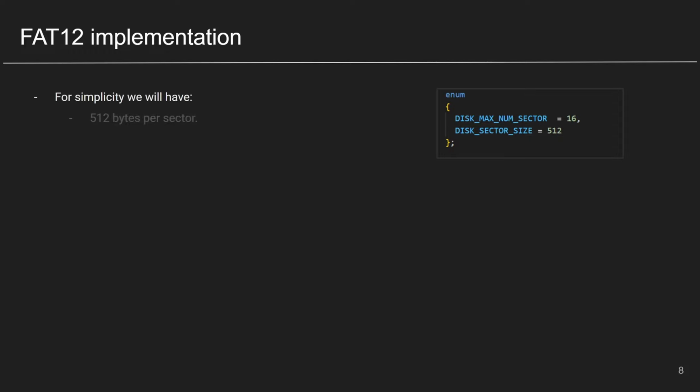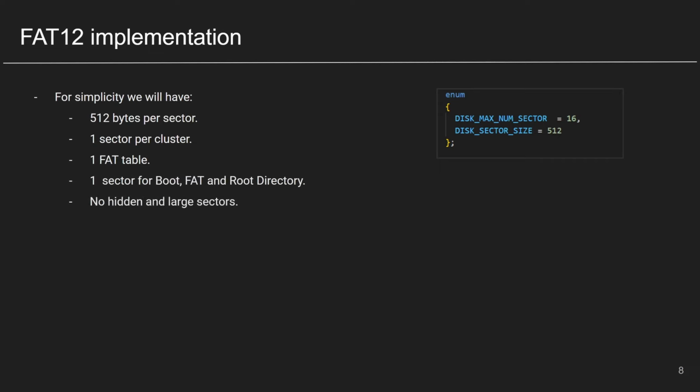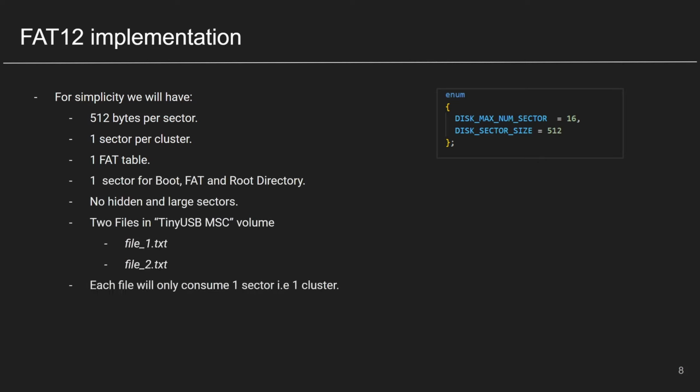For simplicity, we will have 512 bytes per sector, 1 sector per cluster, 1 FAT table, 1 sector for boot, FAT and root directory, no hidden and large sectors, 2 files in our TinyUSB MSC volume, file 1 and file 2. Each file will only consume 1 sector, that is 1 cluster. Total root directory entries will be 16.